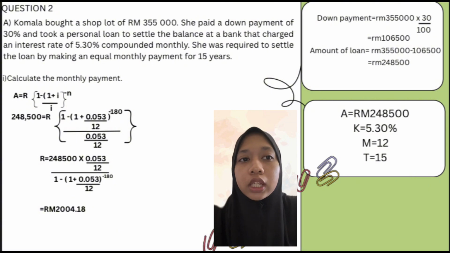A 248,500 equal to R open bracket 1 minus open bracket 1 plus 0.053 per 12 close bracket power of negative 180 close bracket divided by 0.053 per 12. Our R is equal to 248,500 multiplied by 0.053 per 12 divided by 1 minus open bracket 1 plus 0.053 per 12 close bracket power of negative 180. So the final value of our R is equal to 2004.18.